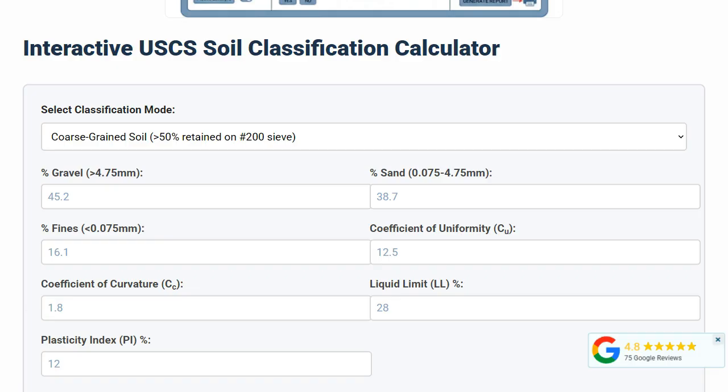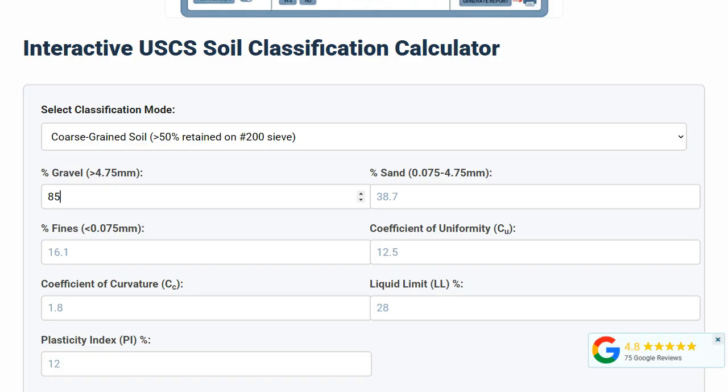To use this calculator, you'll need to enter several key soil properties. Start by inputting the percent of soil passing the number 4 sieve and the number 200 sieve, which separates coarse-grained from fine-grained soils. Next, enter the coefficient of uniformity and coefficient of curvature if you're classifying coarse-grained soils. For fine-grained soils, you'll need the liquid limit and plasticity index from Atterberg limit tests.